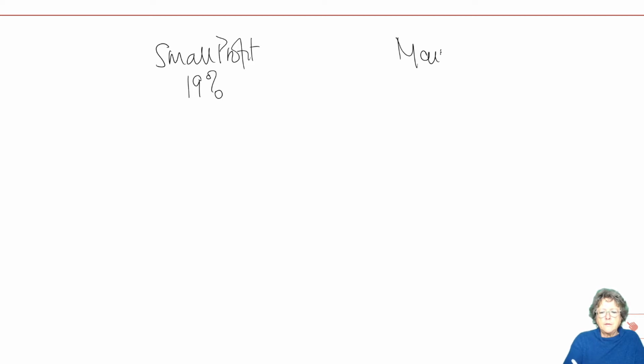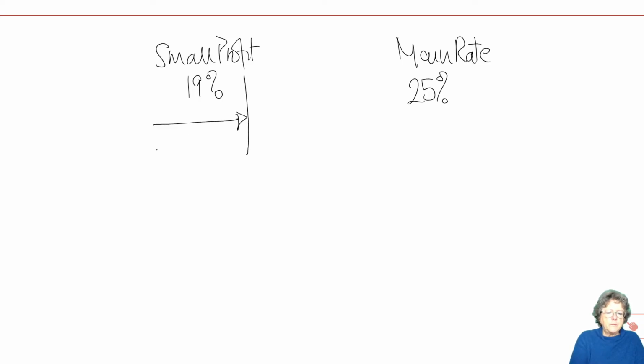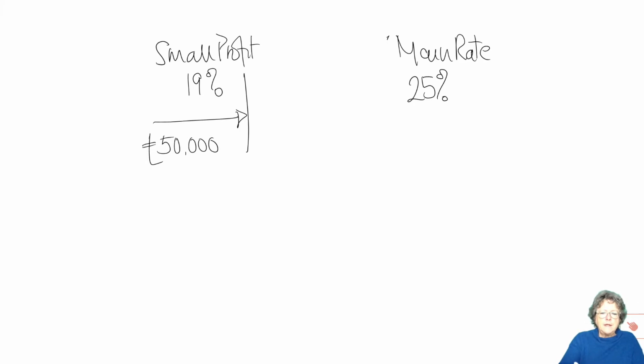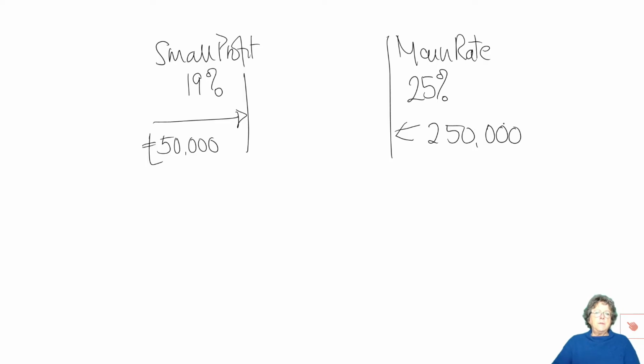So basically, we have small profits, lower limit, 19%, and then we have the main rate, which is 25%. Okay, those are the 2 rates it will be in the tax rates. So anything up to £50,000 will be taxed at 19%. Anything over £250,000 will be taxed at the main rate.